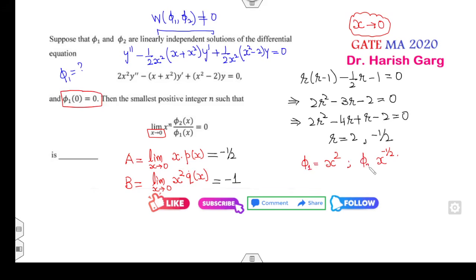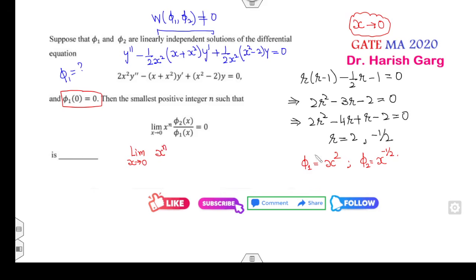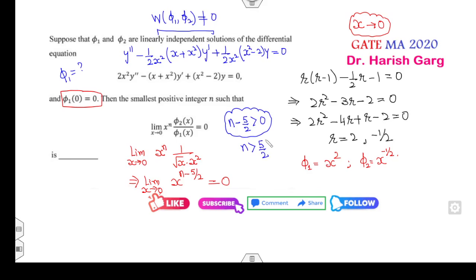तो जो बाकी रह गया that is my phi 2. Fine. अब आप सब्स्टिट्यूशन कर दीजिए यहाँ पे, जो रह गया बाकी x रेज़ टू पावर n, phi of 2 that is 1 over root x into x square. तो ये कितना बन गया आपके पास? limit x approaches 0, x raised to power n minus 5 over 2. So when it will be 0, ये 0 कब होगा? Whenever n minus 5 over 2 must be greater than 0. Fine. क्योंकि अगर इक्वालिटी भी होगी तो लिमिट 1 हो जाएगी. That means n must be greater than 5/2.